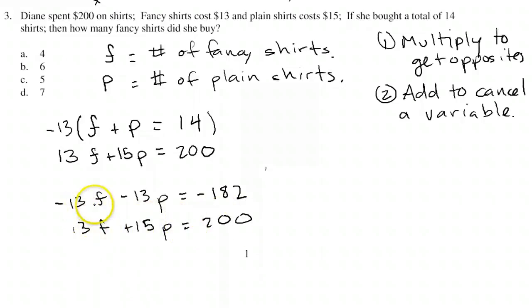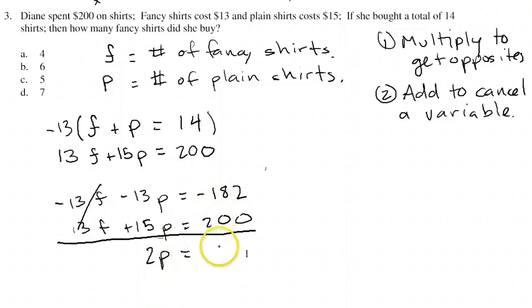Now, if you look at our f variables, the coefficients are now opposite. So if I do the second step, which is to add straight down and cancel, we see negative 13 and 13 disappear because it's equal to 0. Now, negative 13 plus 15 is just 2, so I have 2p right here. And 200 minus 182 is going to be 18. Since our f is gone, now we can solve for p. So p is equal to 9.